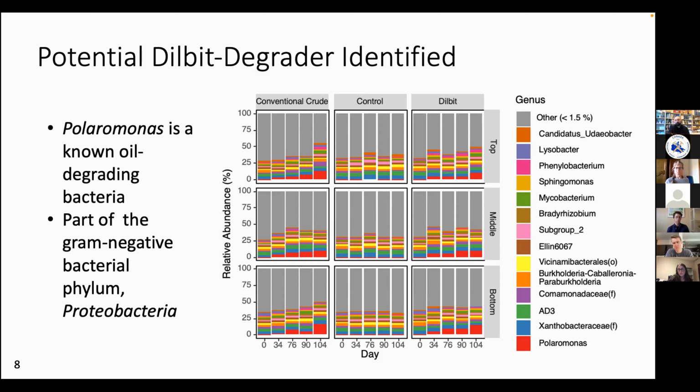So this is interesting because it makes it seem that Polaromonas is involved in the long-term degradation of dilbit and heavy conventional crude oil because it becomes the dominant taxa months after the actual spill. And this is actually consistent with other studies that have identified Polaromonas as a petroleum hydrocarbon degrader.